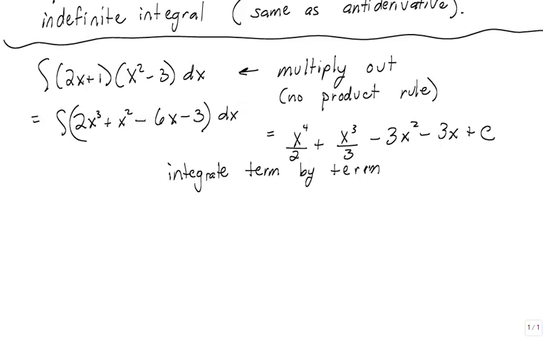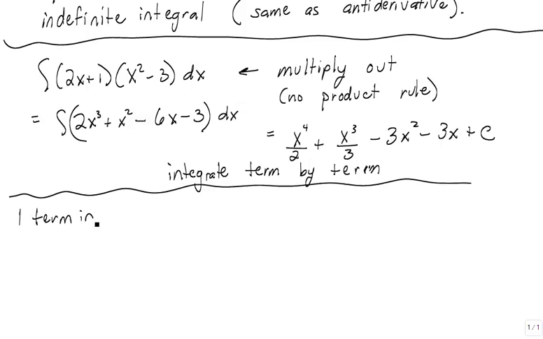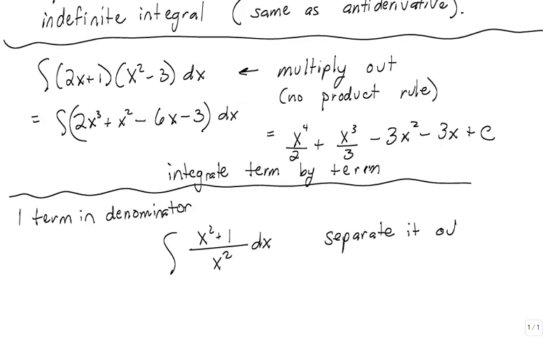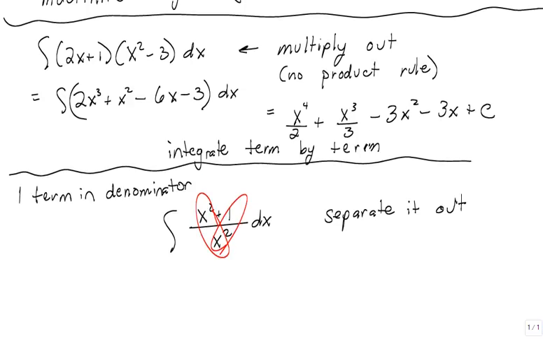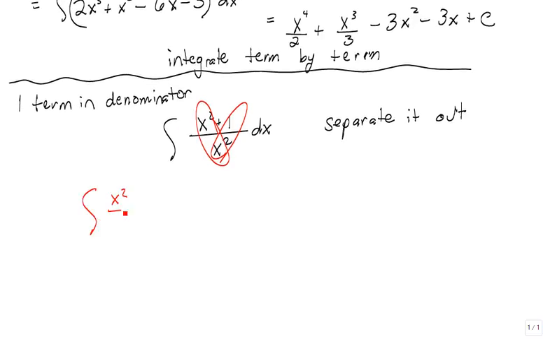That's term by term. Well, what about if you had a division problem? So with division, if there's one term in the denominator, like x squared plus 1 over x squared, say, we separate it out. And we put the denominator under each term in the numerator, so we're integrating x squared over x squared plus 1 over x squared. So that's the trick here.